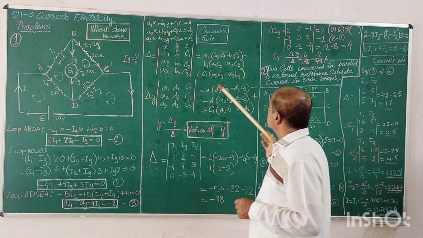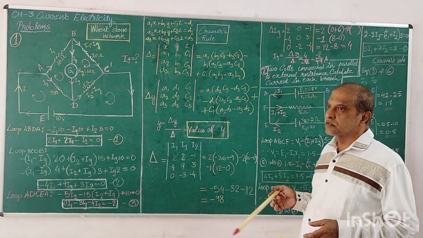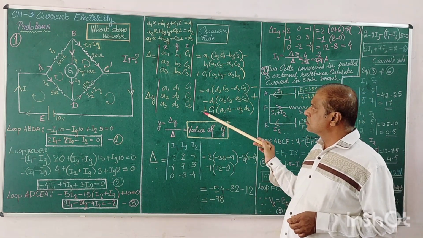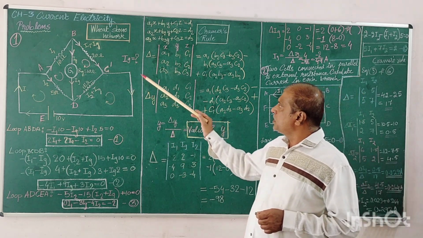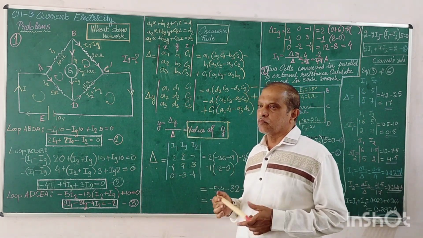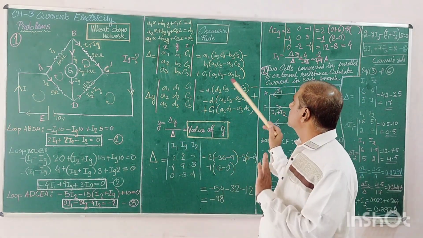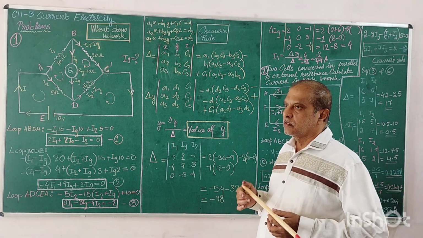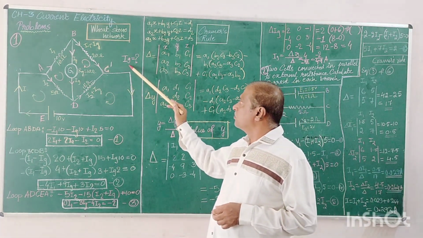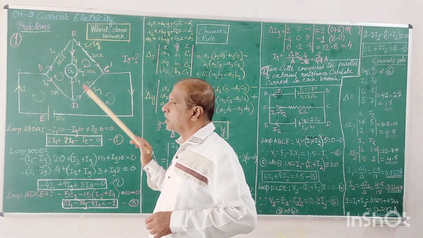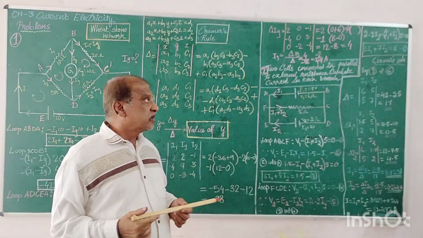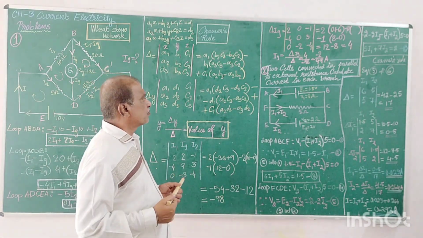So this is the mathematical process for the evaluation of Ig. So this is all the process of mathematics for finding the value of Ig. This is the problem. And the second problem is this.